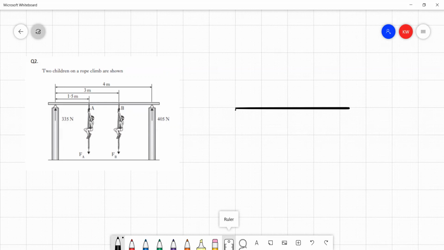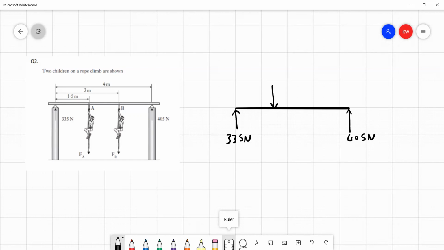So we can see here that we have a force of 335 newtons at the left-hand side, a force of 405 newtons at the right-hand side, and we've got 2 forces acting down the way. We can choose to draw these forces acting down from the frame as they are in the diagram, or we can do what we commonly do and draw them on the top.